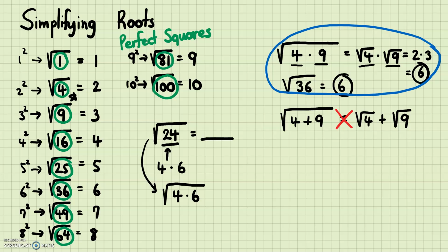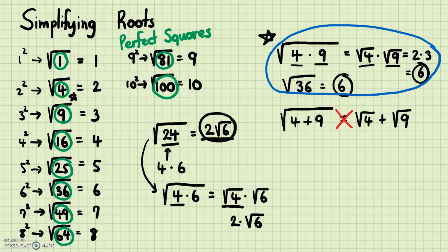And the reason we're rewriting it like this is because we can take the square root of 4. Now this is going to equal, using our property over here, the square root of 4 times the square root of 6. But we can do the square root of 4, right? So that's going to equal 2 times the square root of 6. So this is our simplified answer: the square root of 24 is going to equal 2 times the square root of 6.